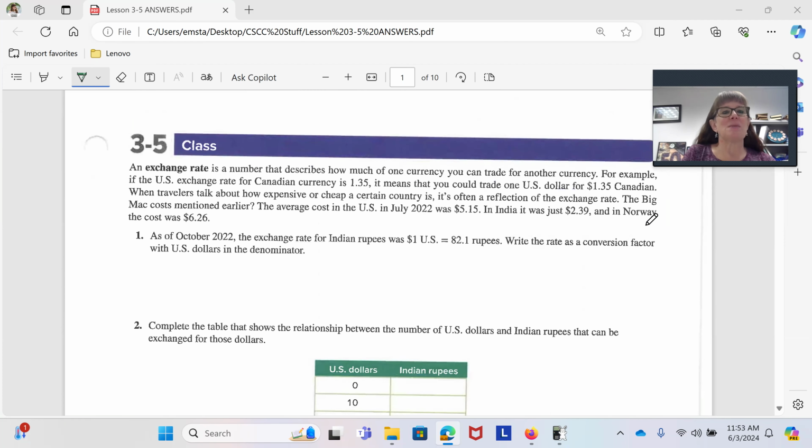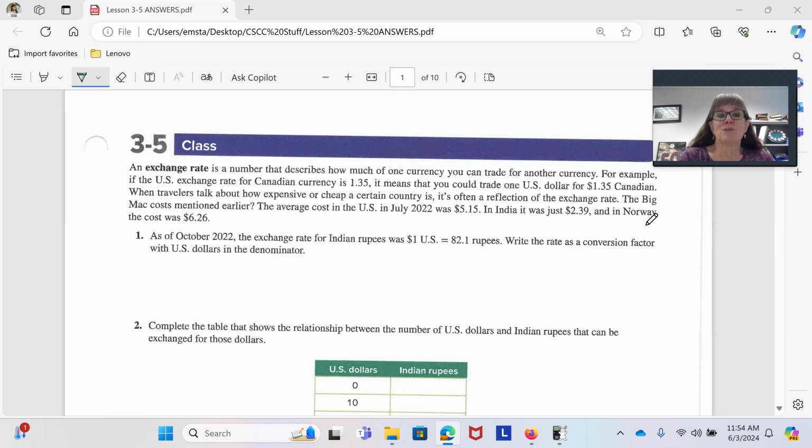Towards the middle of the page, where it says 3.5 class, it describes what an exchange rate is. An exchange rate is a number that describes how much of one currency you can trade for another currency. For example, if the US exchange rate in Canadian currency is 1.35, that means you could trade $1 US for $1.35 Canadian. When travelers talk about how expensive or cheap a certain city or country is, it's often a reflection of the exchange rate.